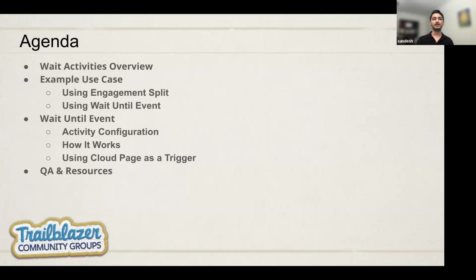And then we will move on to the meat of the session, which is wait until event. We'll see how to configure the activity, and on a high level how it works in general. And then we'll see a specific implementation of it using Cloud Pages as a trigger. The trigger for the wait until activity doesn't have to be a Cloud Page, but since it's within the Marketing Cloud ecosystem, it makes sense in a lot of cases to use a Cloud Page as a trigger. If you're not sure what that means, we'll cover that in detail. And then we'll wrap up with Q&A and a link to a few resources.